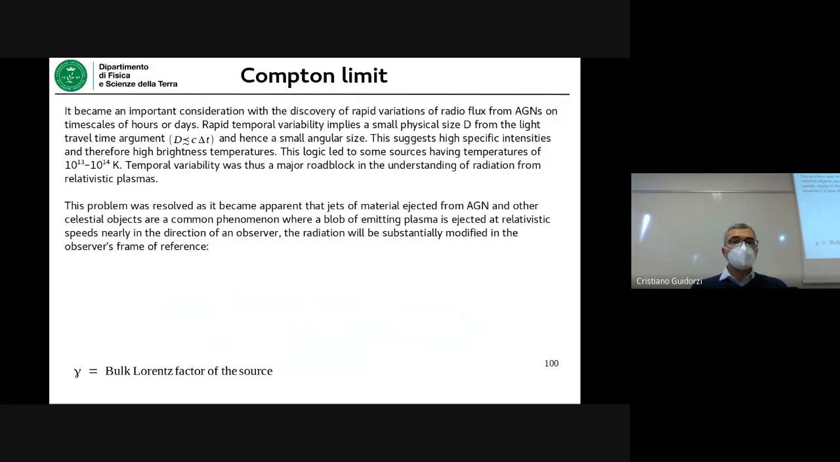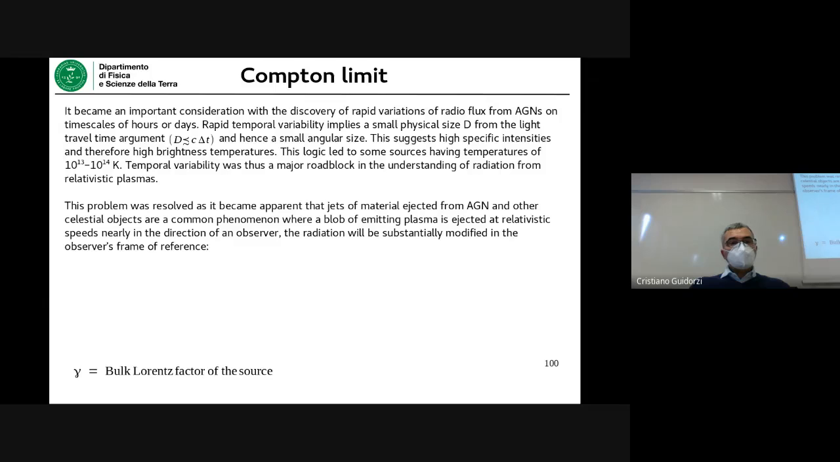I'll show you why. So let's call delta T the so-called variability time scale. Then delta T times c gives you an upper limit on D, where D is the size of the source responsible for the emission that you're observing. In the case of AGN, they saw variability timescales of the order of hours. So even if you don't resolve the source, so you cannot measure the angular size of the source directly, by measuring the variability you somehow can measure the size of the source.